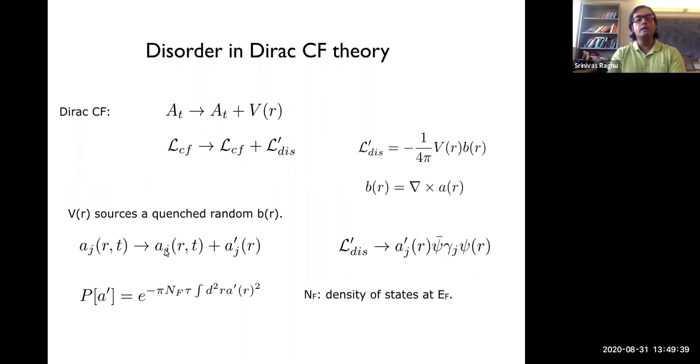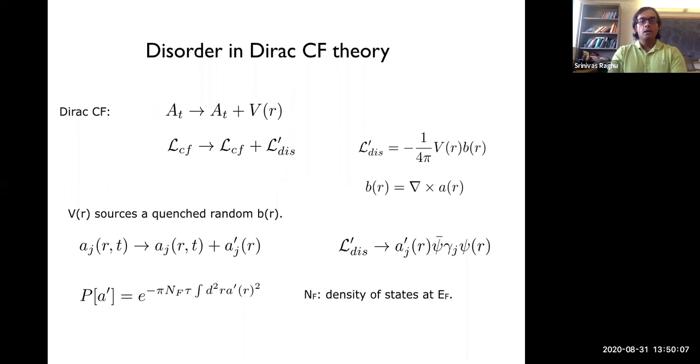Okay? So in terms of the fermions, what the Dirac composite fermions are seeing as far as disorder goes is a random vector potential in addition to a fluctuating vector potential. And this random vector potential will be chosen out of some, say, Gaussian white noise distribution where N_F is the density of states at the Fermi level and tau is related to the mean free time between scattering events of the disorder.